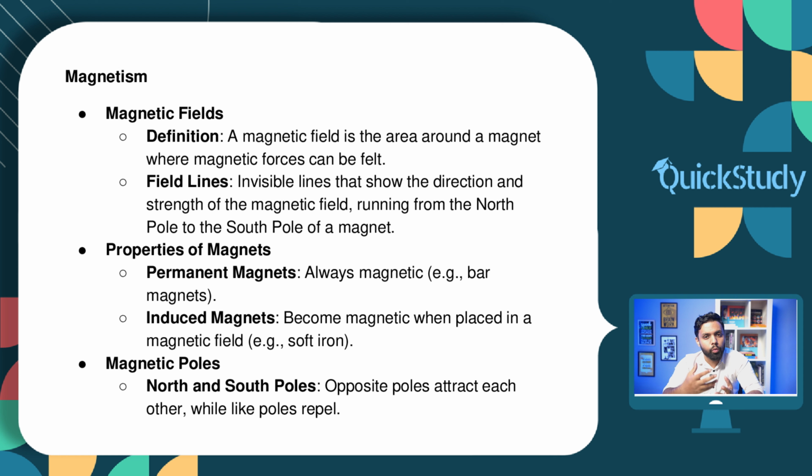Permanent magnets are always magnetic. Whenever you put anything magnetic near it, it will attract the north to south pole of it. Another one is the induced magnet. It will only become magnetic when it is put inside a magnetic field.